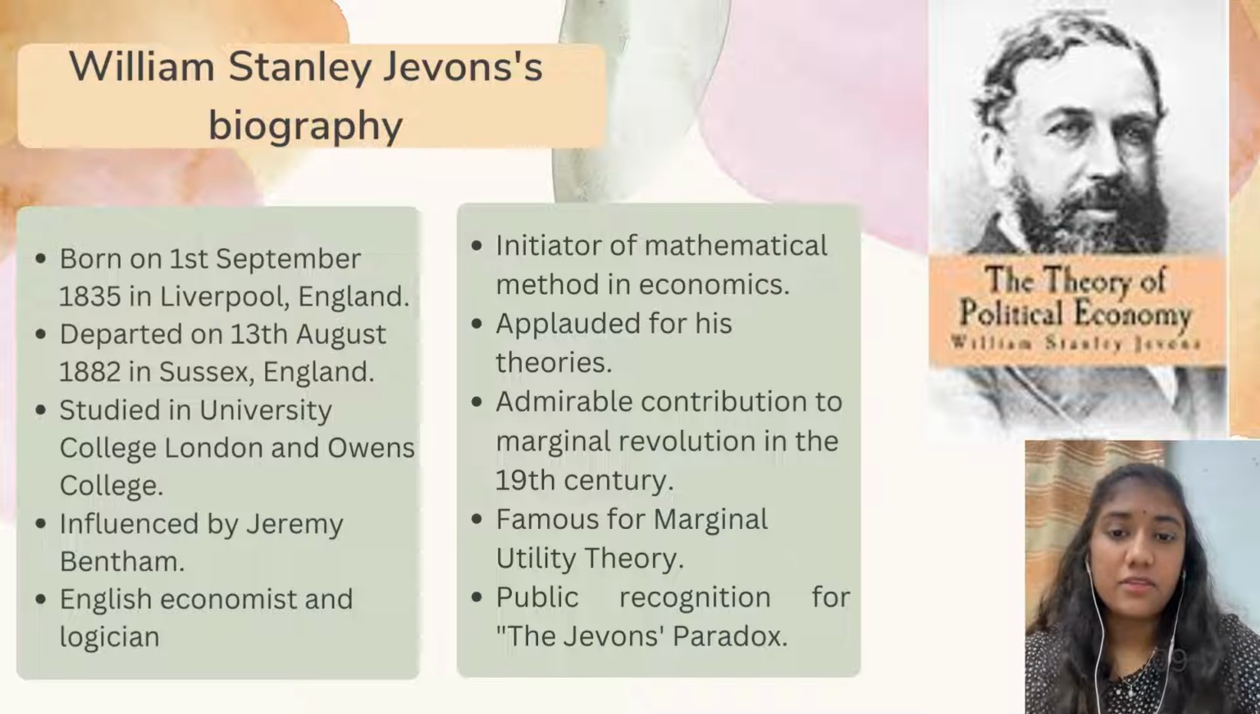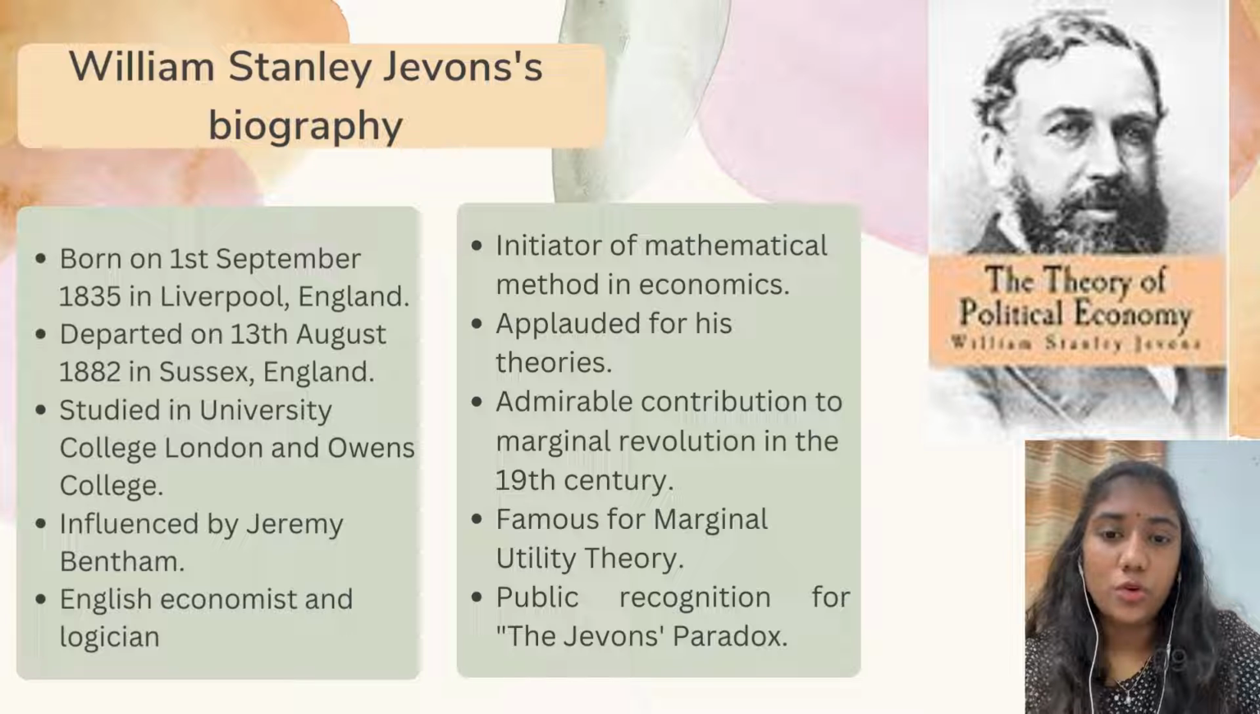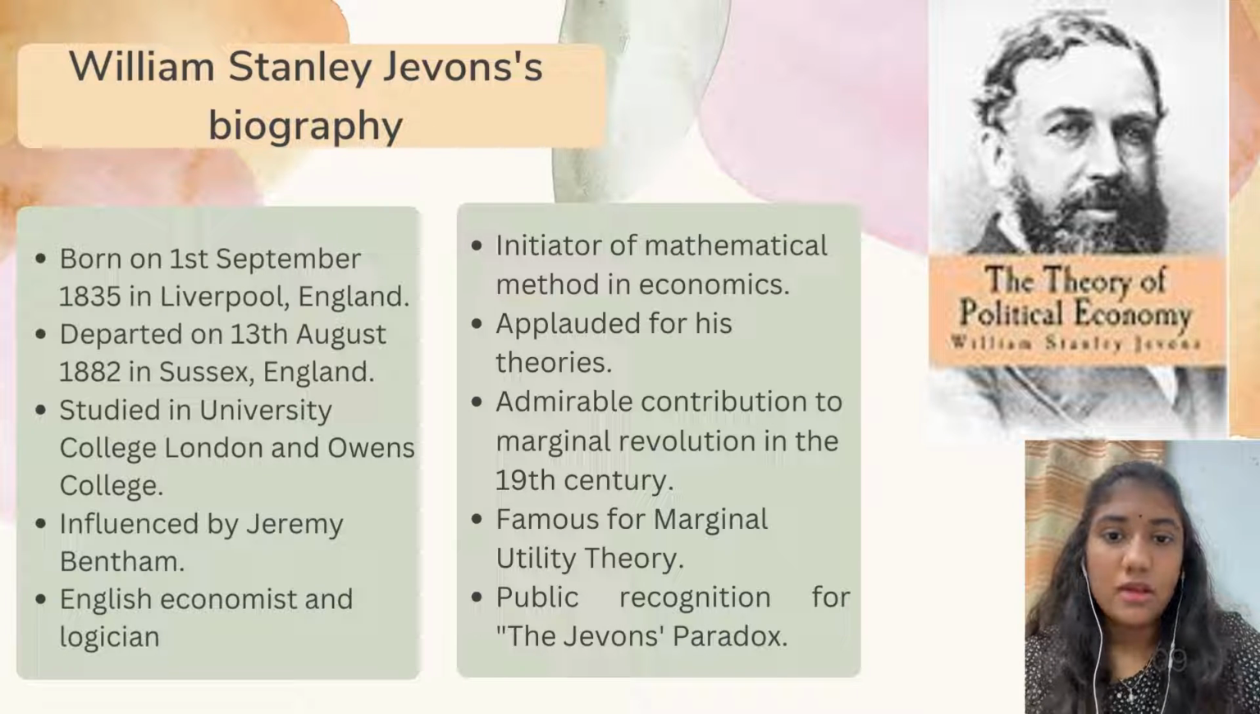Jevons, an English economist and logician, wrote the book A General Mathematical Theory of Political Economy. He was called the initiator of the mathematical method in economics and was applauded for his theories. Jevons was famous for the marginal utility theory. He got public recognition on a large scale for his theories, which is called the Jevons paradox.